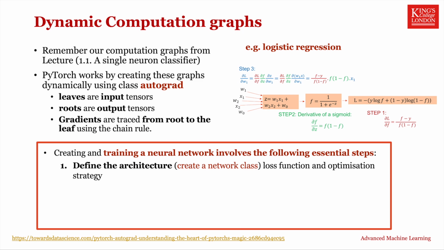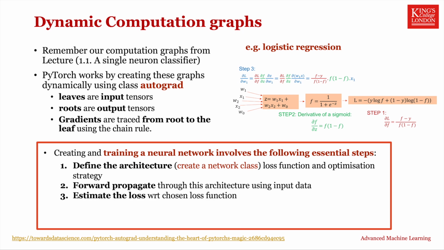We must then choose which loss function we want to use and which optimization strategy, where loss functions and optimizers will be introduced in the next video but discussed in more detail next week. Once we have all this, we can perform a forward pass to estimate the loss for this specific pass through the network, given the input data and existing values of the weights. So we forward propagate through the graph from leaves to root.